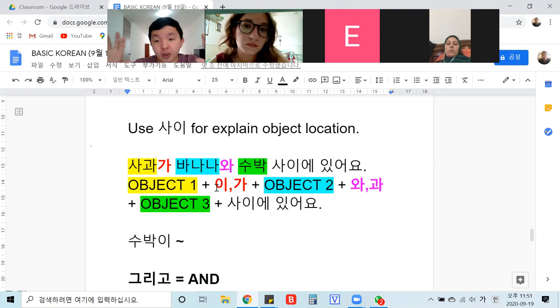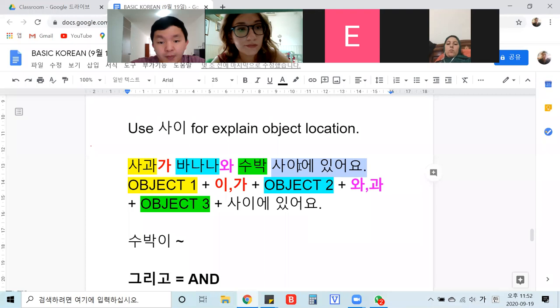So continue. Once you mention the object whose location you're trying to explain, continue with object two, banana. And then directly say object three. But in between, say 'and' or 'with', 와 or 과. So like that: 바나나와 수박, talking about the banana and the watermelon, or banana, with, 수박. And after that, always finish with 사이에 있어요.